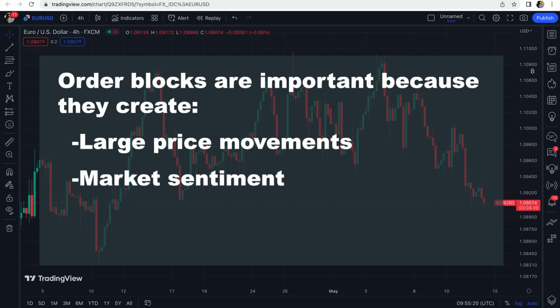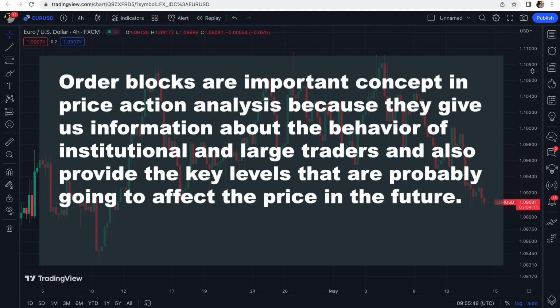When traders see smart money flowing in the market, they evaluate it like this: those large institutional traders have better information, and so traders start following them and drive the price up or down even more. So order blocks are an important concept in price action analysis because they give us information about the behavior of institutional and large traders, and also provide the key levels that are probably going to affect the price in the future.